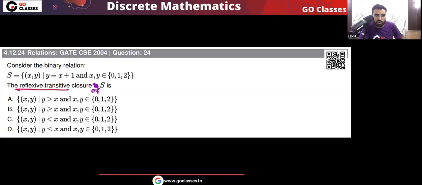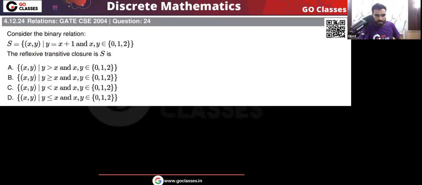Remember, reflexive transitive closure means first you find the reflexive closure, then you find the transitive closure. But one interesting thing, we have already seen that reflexive closure and transitive closure are commutative. So first you can find the transitive closure, then the reflexive closure, or first the reflexive closure, then the transitive closure. The result will be the same, because they are commutative. You can perform them in any order, the result will be the same. Okay, so let's solve this question.